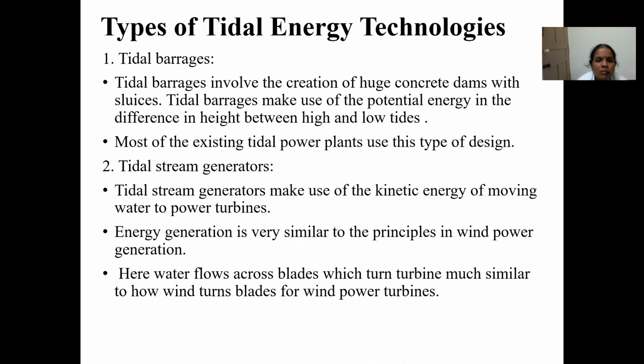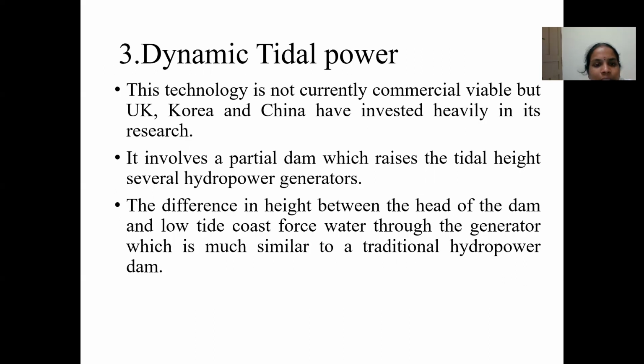Tidal stream generators make use of the kinetic energy of moving water to power turbines. Energy generation is very similar to the principle of wind power generation. Here, water flows across the blades, which turn the turbine, much similar to how wind turbine blades are rotated by wind. So the tidal barrage system uses the height difference, the potential energy between low tide and high tide, whereas the tidal stream generator uses the kinetic energy.